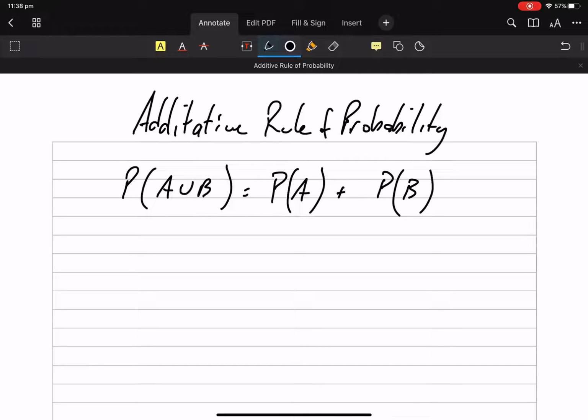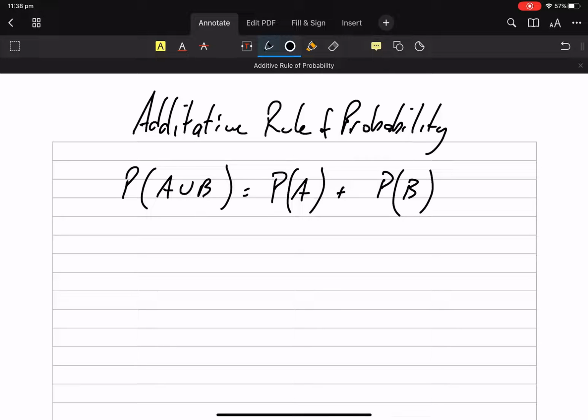So if you don't know what mutually exclusive is, and if you're not in grade 8, tune out and go to a grade 9 video, please. Okay, so this is a grade 8 rule of the additive rule of probability for grade 8s, mutually exclusive events.